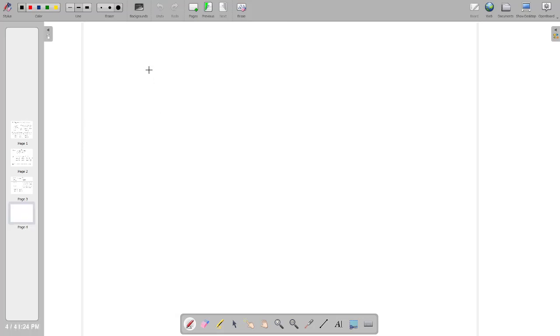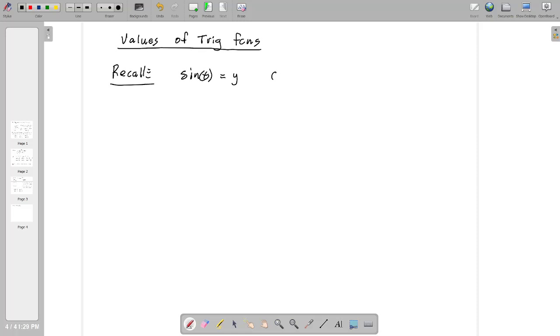All right, the next topic I want to talk about is values of trig functions. Let's start by recalling something from a few minutes ago. Sine of t is equal to y, cosine of t is equal to x, tangent of t is equal to y divided by x, cosecant t is 1 over y, secant t is 1 over x, and cotangent t is x over y.